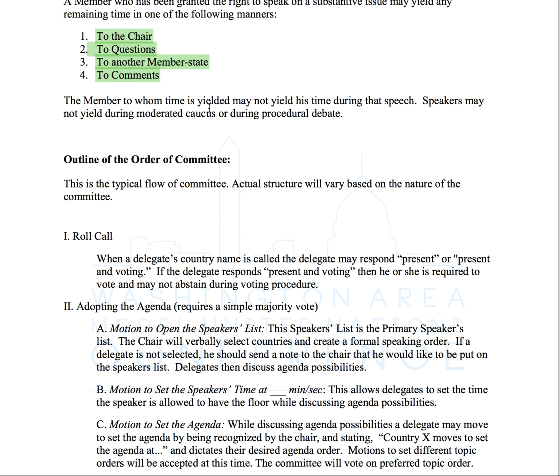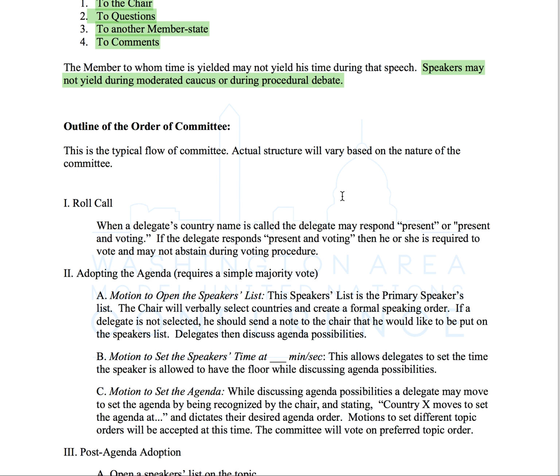And the person who has gotten the yielded time cannot yield time while they're speaking. Otherwise, that would be an infinite chain of yields of smaller amounts, which would be pretty ridiculous. So speakers may not yield during moderated caucus or procedural debate.